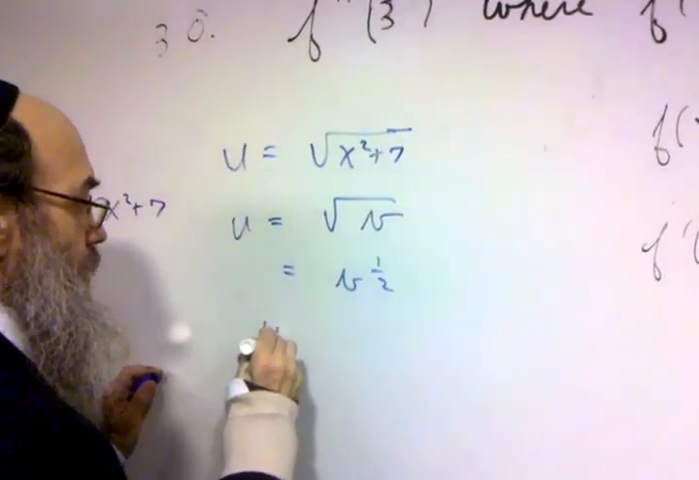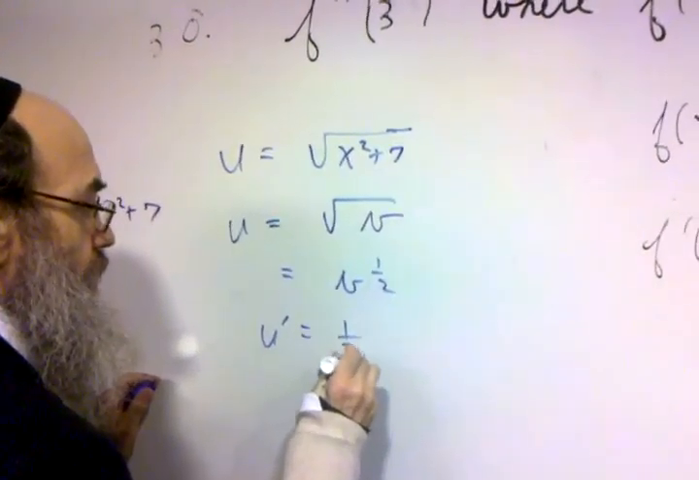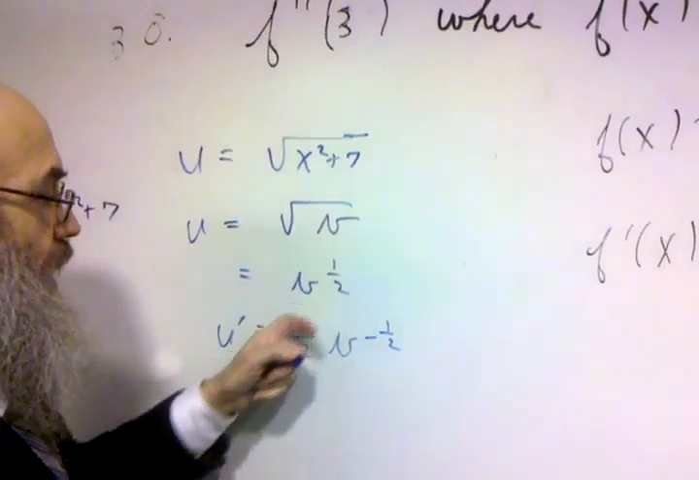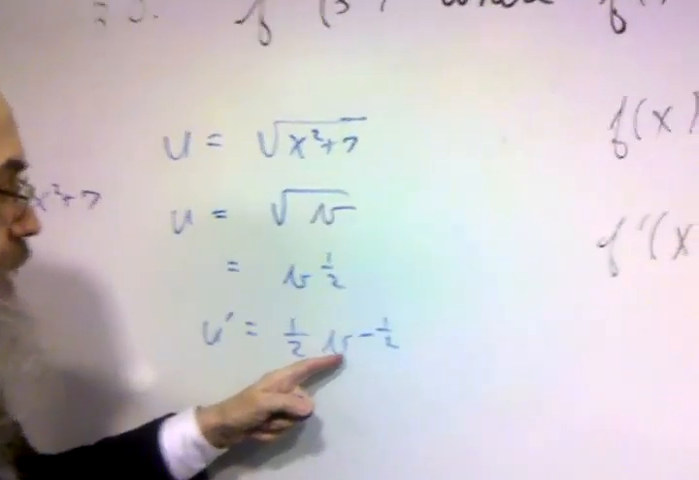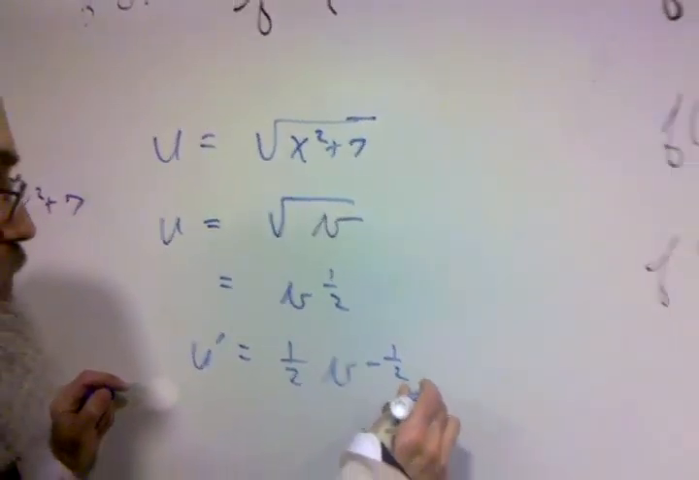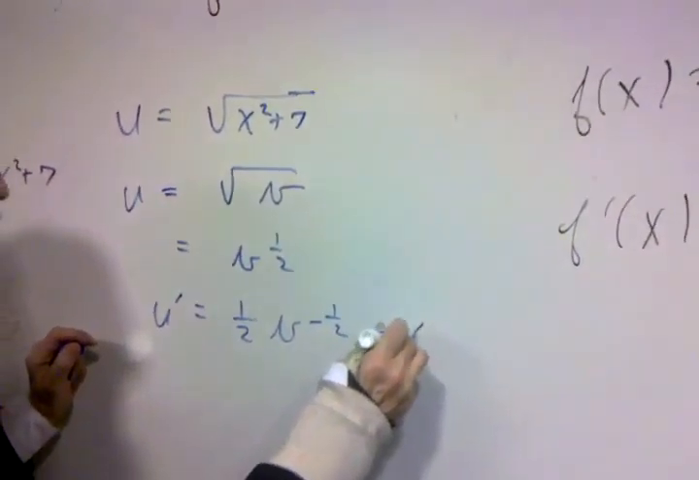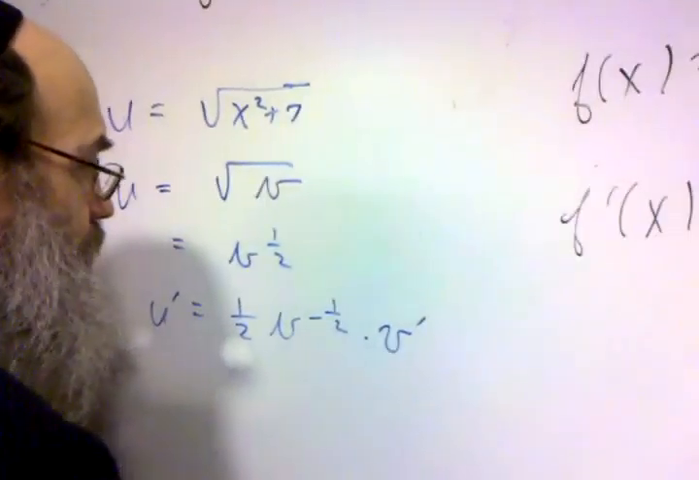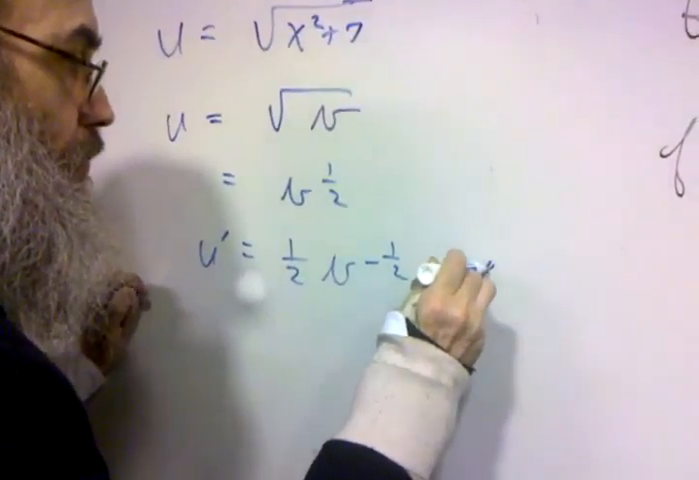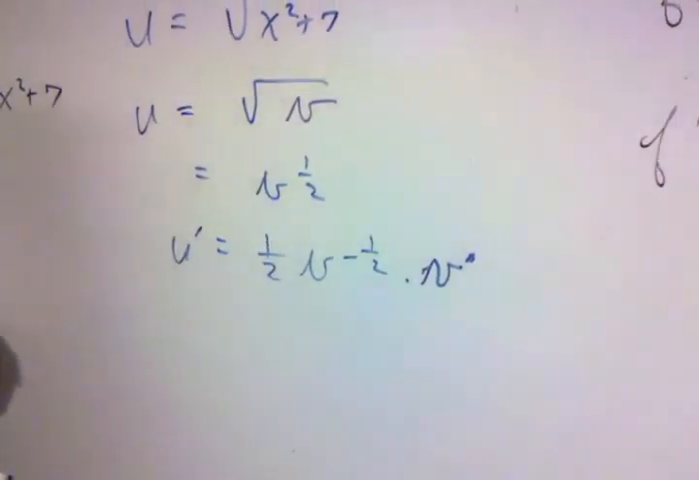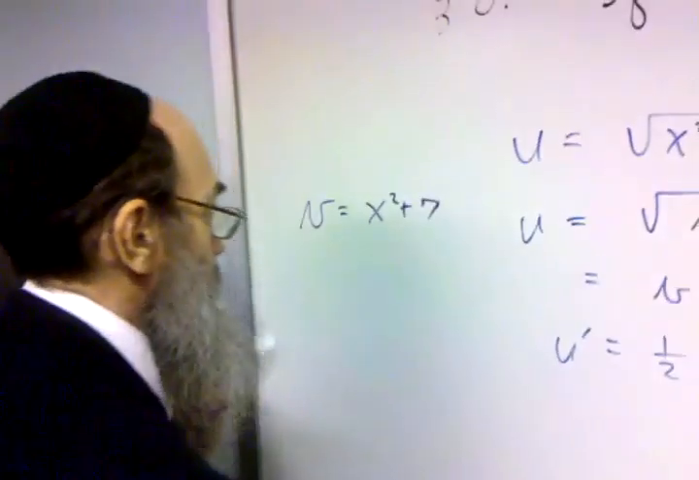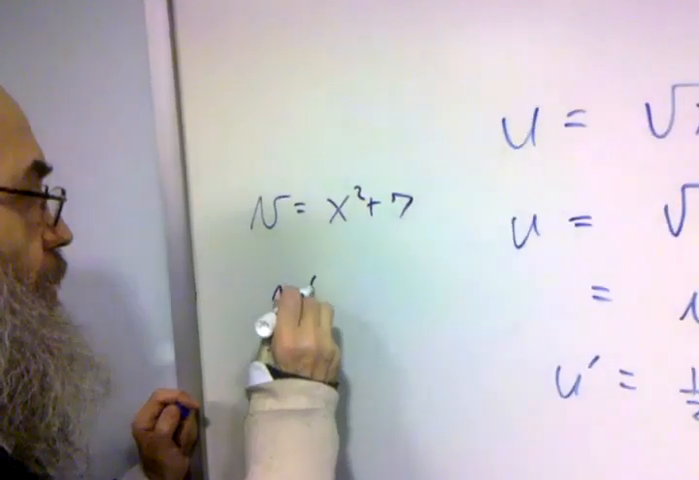Taking the derivative, u prime equals 1/2 v to the negative 1/2, because I put the half in front, and I reduce the exponent by 1, then I have to take the derivative of v, which is v prime. Let's make the v more clearly a v. v prime. So what is v prime? If I go over here, v prime I can see equals 2x.